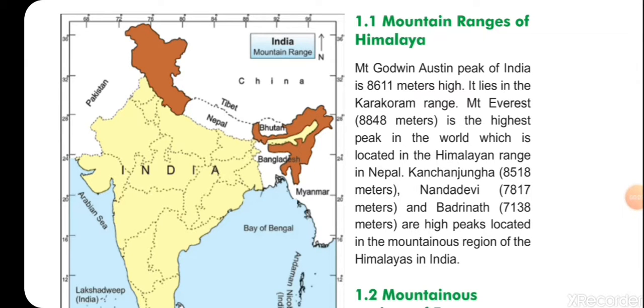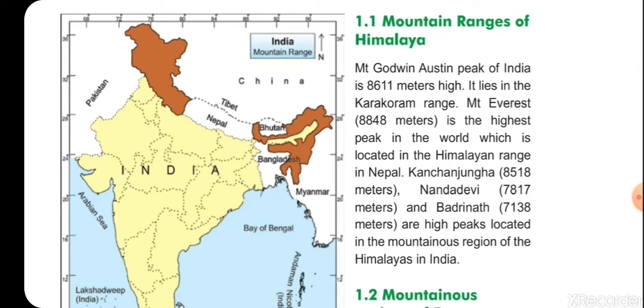Mountain ranges of Himalayas. Mount Godwin Austen Peak of India is 8,611 meters high. It lies in the Karakoram range. Mount Everest is the highest peak in the world, which is located in the Himalayan range in Nepal. Kanchenjunga, Nanda Devi, and Badrinath are the highest peaks located in the mountain range of the Himalayas in India.